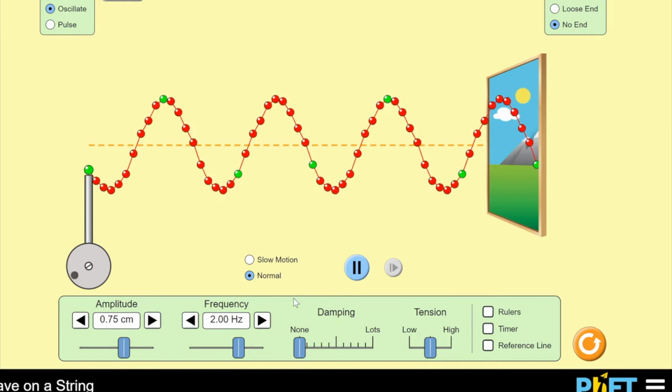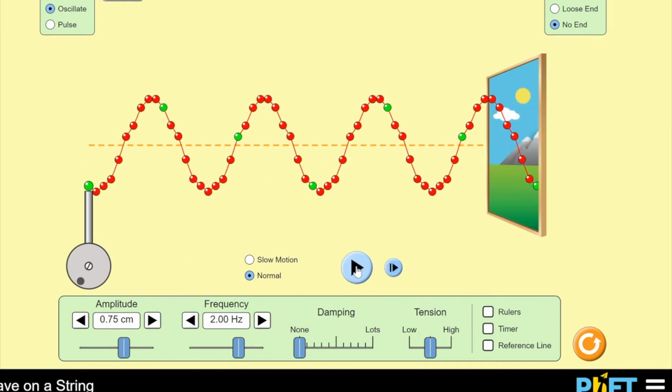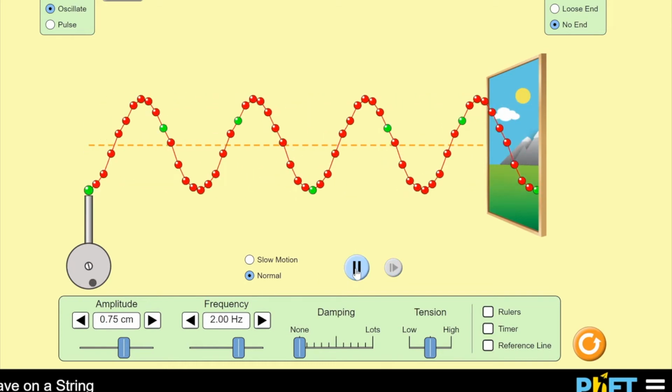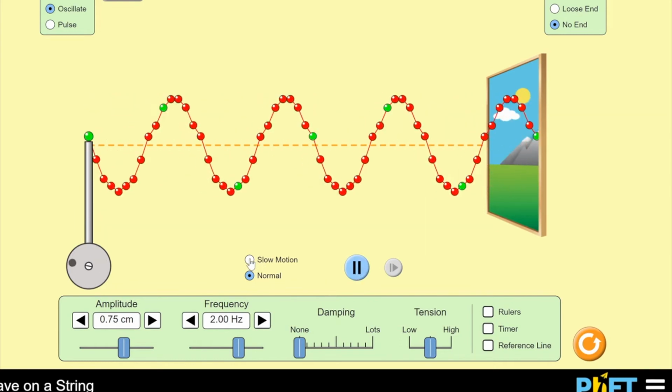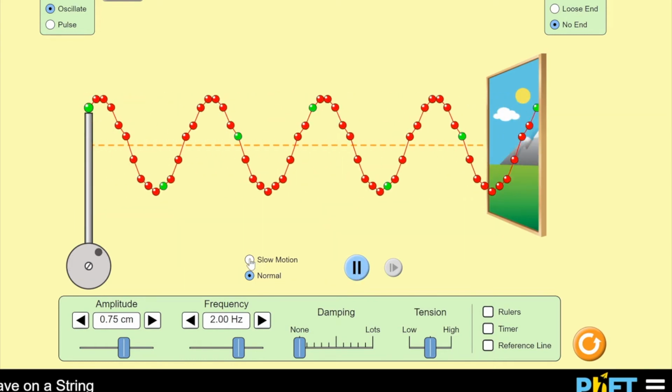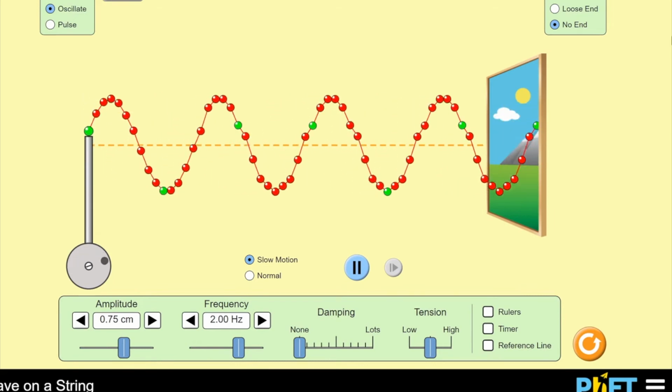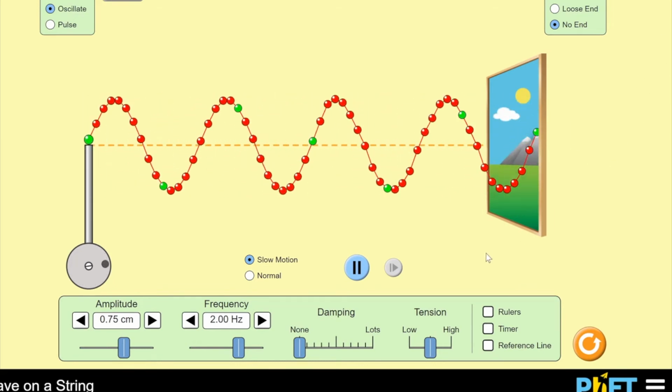If I just pause this for a second. We've got an oscillation going up and down, creating the wave on this string. And at the moment we've got a frequency of 2 Hertz. Watch. If I do this in slow motion, you can see it a little bit more clearly.